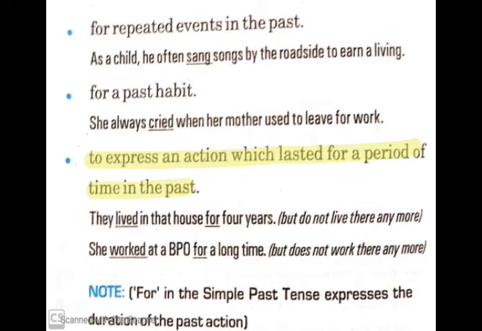Also to express an action which lasted for a period of time in past. So if an action lasted for a period of time during the past, then we use simple past tense. For example, they lived in that house for 4 years. It is an event of past. They do not live now. So we use simple past tense. Students, you must note that in the above sentence, for is used to express the duration of past action. It is used to express that when that action occurred in past.